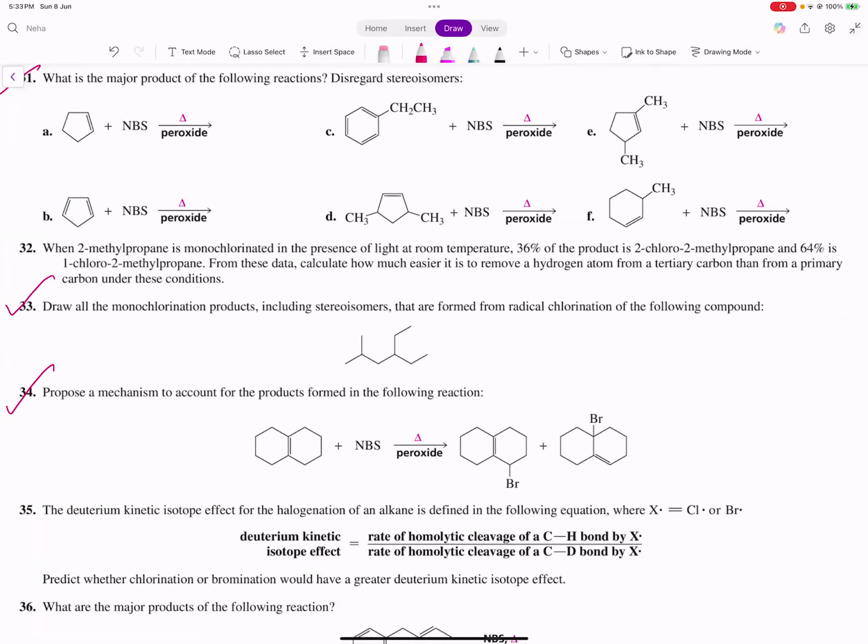See, 34, we know that a free radical will be formed here, then resonating. Sorry, we can also form it down. It's the same thing, right? So here, and resonating, and this, right?